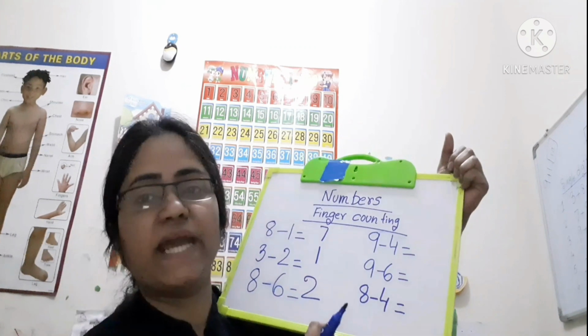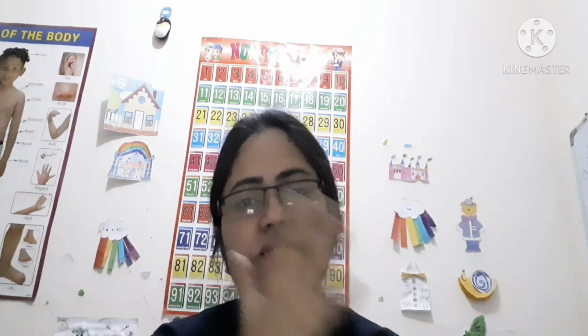Next one is 9 minus 4. This is my right hand. If I shoot up all the fingers of my right hand, this represents the number 9. I have to take out 4 from 9. So 4: 1, 2, 3, 4. Only this is remaining, and the thumb value is 5. So 9 minus 4 is equal to 5.